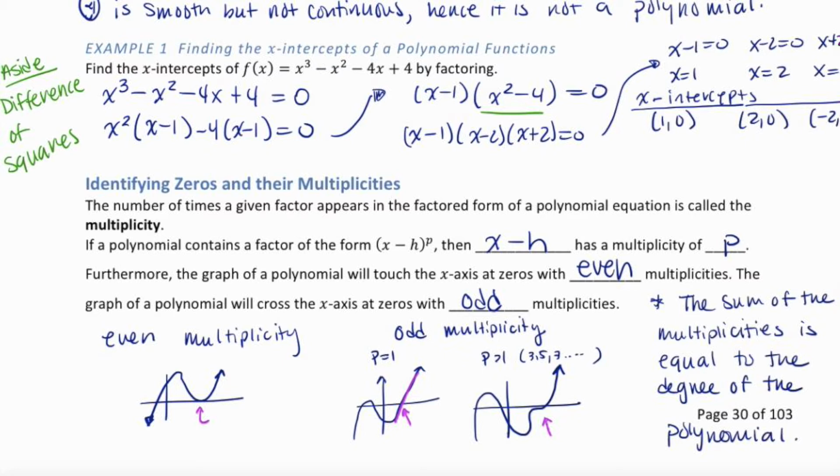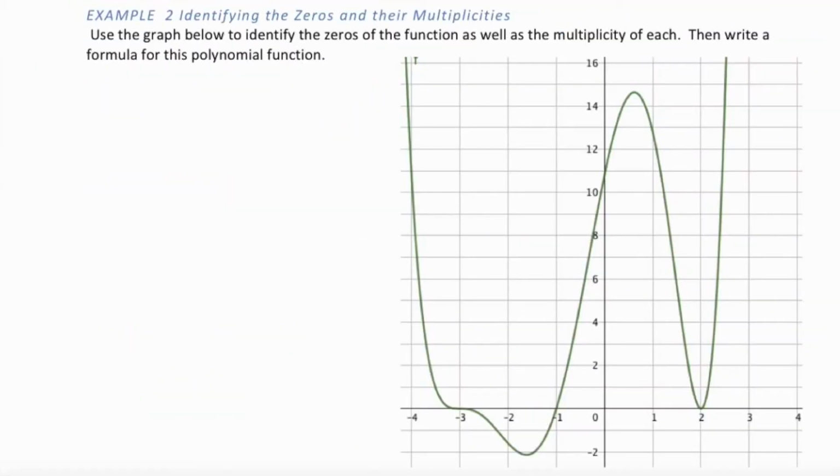With that, turn to page 2 of section 3.4. So the top of the next page of section 3.4. So we can begin to review example 2. Example 2, identifying the zeros and their multiplicities. Use the graph below to identify the zeros of the function as well as the multiplicity of each. Then write a formula for this polynomial function.